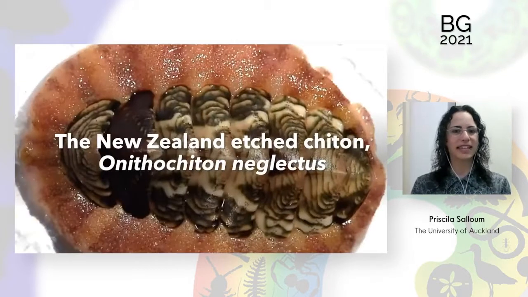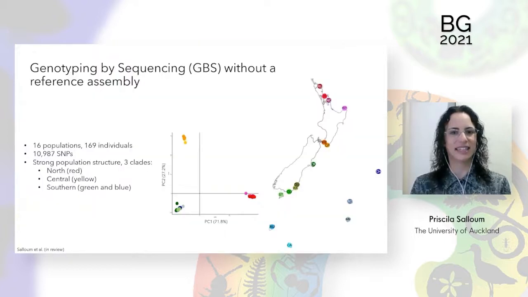This is what we did for the New Zealand urchin chiton, Onychochiton neglectus. Using genotyping by sequencing, we generated SNPs genome-wide for 16 populations of O. neglectus, comprising most of its distribution range, from the warm northern New Zealand to the subantarctic islands. As you can see, this approach enabled us to identify strong subdivision into 3 clades: Northern North Island, Central New Zealand, and a southern clade, including populations from the south and the subantarctic islands.